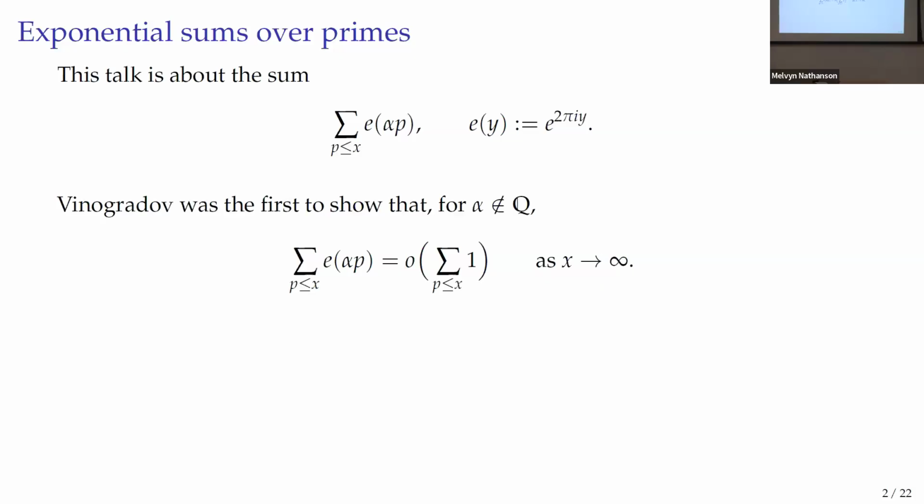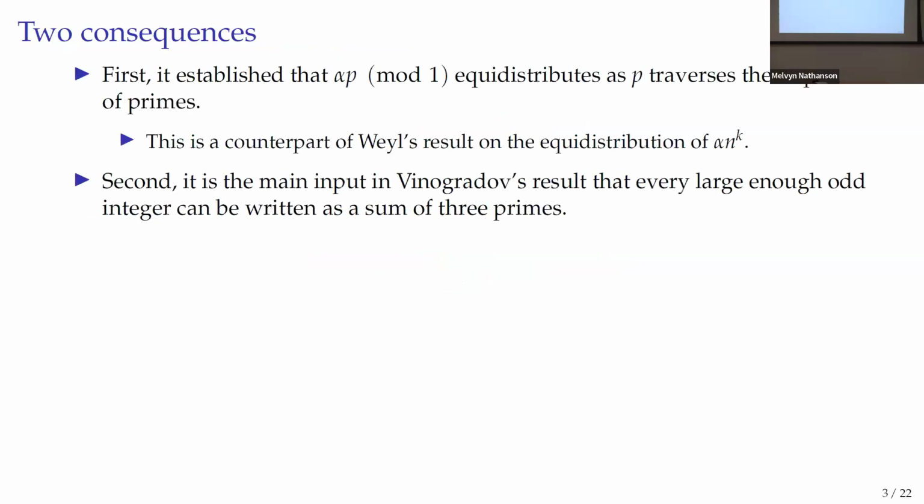And why did he do this? There were actually two applications at the time. One application showing that alpha p modulo 1 is equidistributed as p goes over primes. So that's the analog of Weyl's result that alpha n is equidistributed, but for primes. And the other application was his famous result that any sufficiently large odd integer is a sum of 3 primes. So this was the second application of Vinogradov.